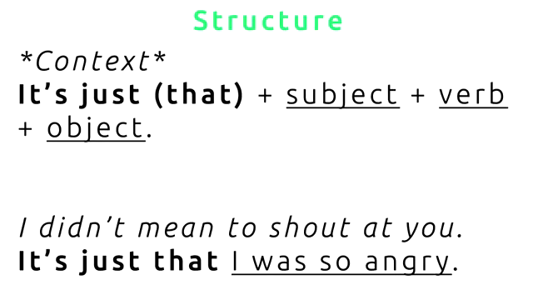Now there's one more thing we have to look at in terms of structure, and that's context. Have a look at this. We usually give context before this pattern, not after, before. So we give context, we use the pattern "it's just that" plus the subject, verb, and object. For example, "I didn't mean to shout at you." This is the context. And then the pattern: "it's just that I was so angry." So there we have it. The English pattern, "it's just that."